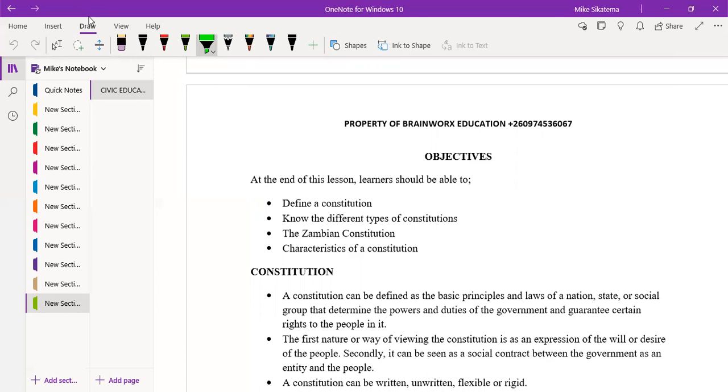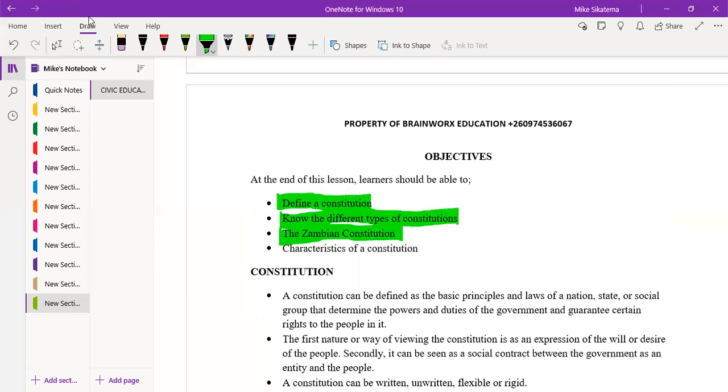So at least you have to be able to define what a constitution is and at least relate a constitution to democracy and good governance systems, which will be future topics that we're going to discuss. You have to know the different types of constitutions. You have to know the constitution in Zambia.